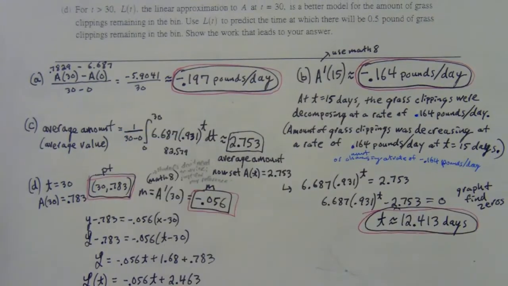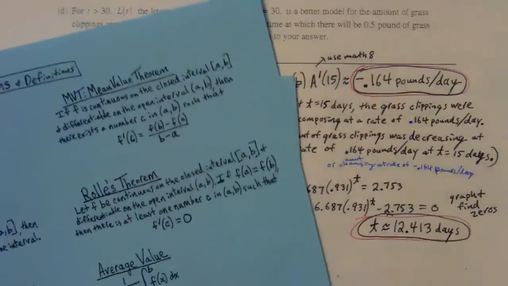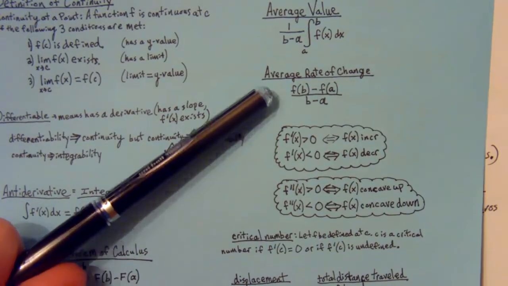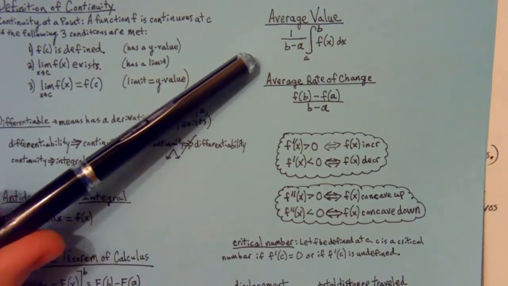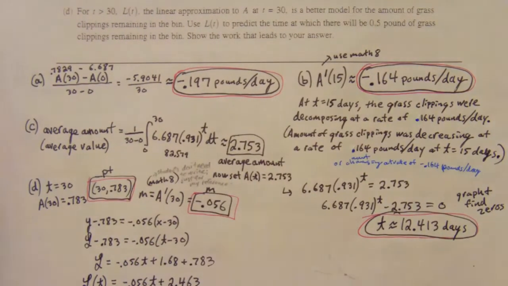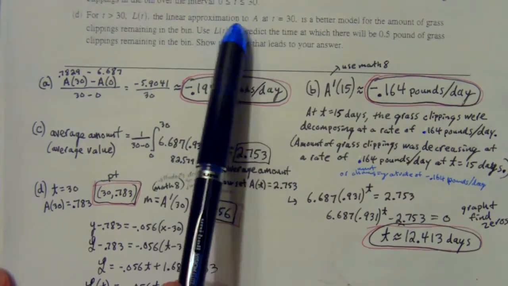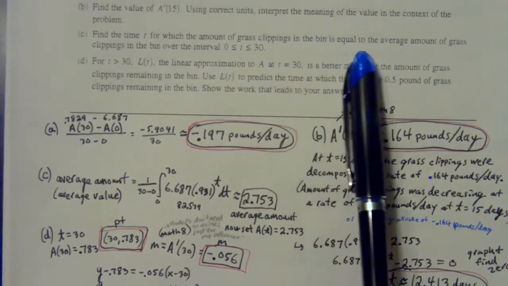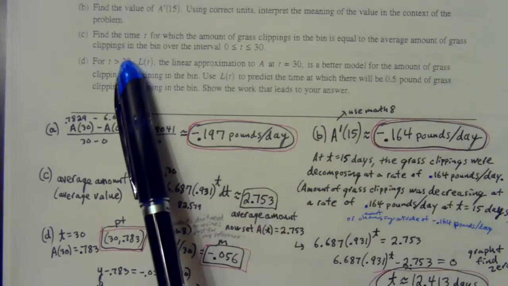That's just your average value formula. And remember, on your blue sheet, you have your average rate of change, which is what we're using in part A. And then you also have your average value formula, which is what we're going to end up using in part C. So it tells us on part C, I like part C, a little trickier. It's not just having you find one thing. You got to find a thing and you got to do something to it. So it says find the time for which the amount of grass clippings in the bin is equal to the average amount of grass clippings in the bin.